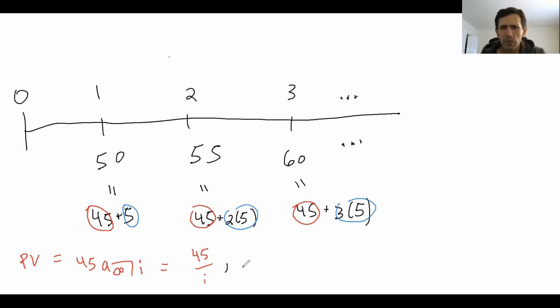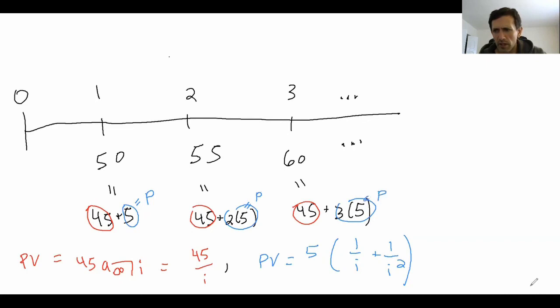Okay, let's get the blue. We just had the formula a second ago. My P is 5, so it's 5 times 1 over I plus 1 over I squared. Again, this is my P here: P, 2P, 3P, etc.